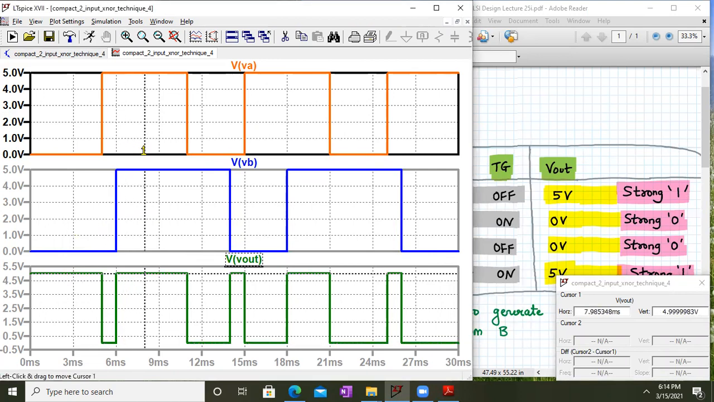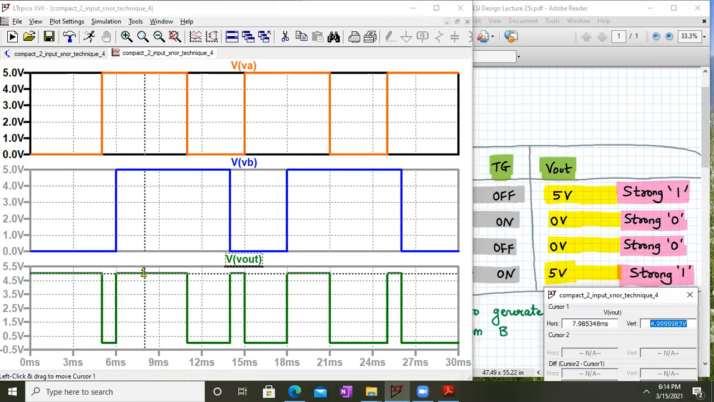Next case is again, we have same inputs, that is VA as 5 volt and VB also has 5 volt. So it is the last case over here. You can see it carefully. In this case, we should get a strong logic 1, and we are getting a strong logic 1. It should be 5, but it's 4.9999. Let us go to the next case.